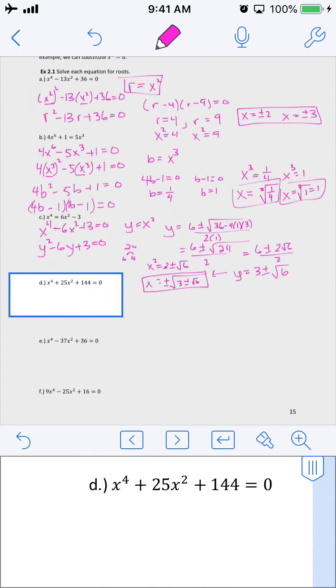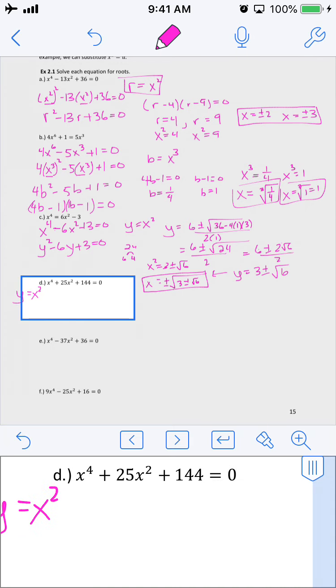In this one, I again am going to let y be x squared. And so we get y squared plus 25y plus 144 is equal to 0. Noticing a lot of squares. 12 and 12 would be 24. So that would not be a perfect square, unfortunately. So let's use quadratic formula.